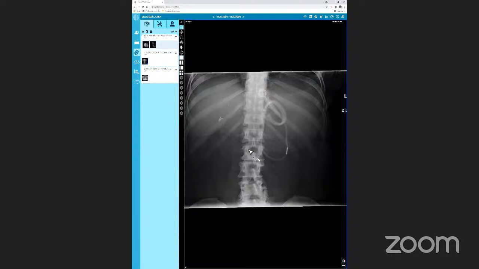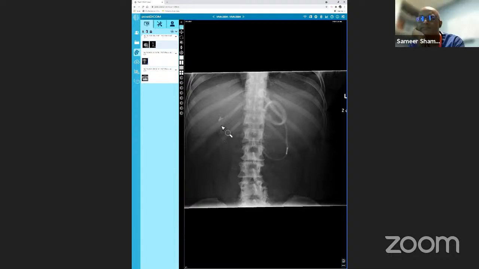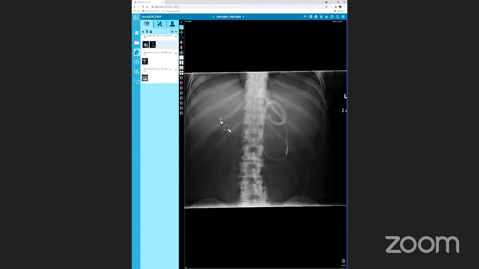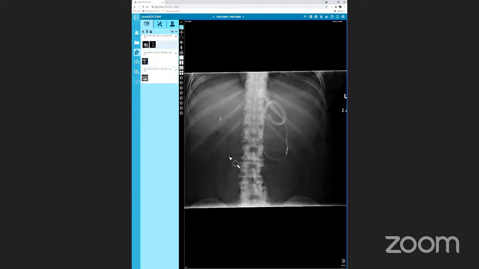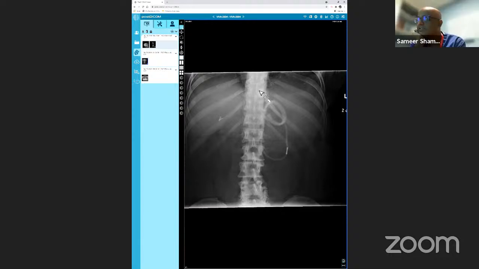Patient's abdomen. There is a tube here projected over the left upper quadrant, which is typical for a gastrostomy tube. There are also clips within the right upper quadrant, which are seen with a cholecystectomy. Okay. So tell me a little bit more about that bit of tubing that you are seeing. What type of tubing is it? Where is it used? And is it normal?